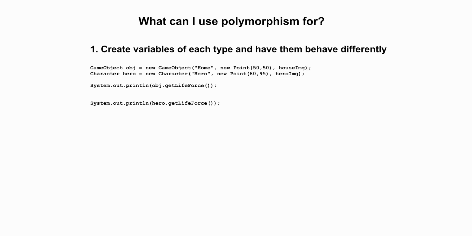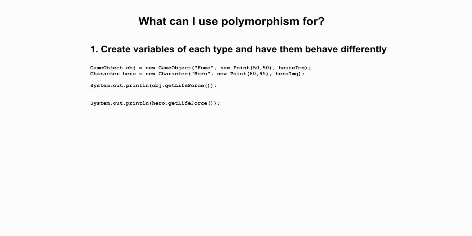The second object is of type character, which is a subclass of GameObject. I'm going to call it my hero. It's a new game character. Its name is hero. It's at point 80 and 95, and I'm using the image of a hero to represent it. Now, here I'm going to call getLifeObject on the GameObject, and I'm going to call getLifeObject on my hero.